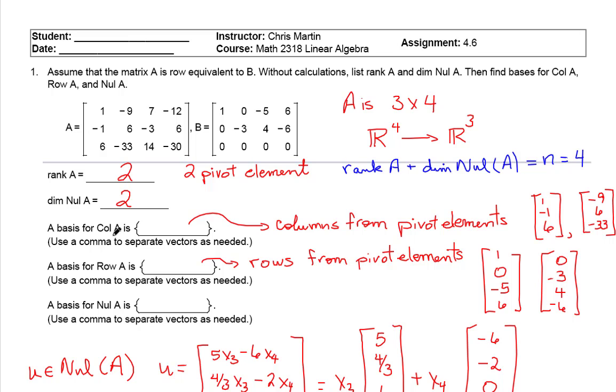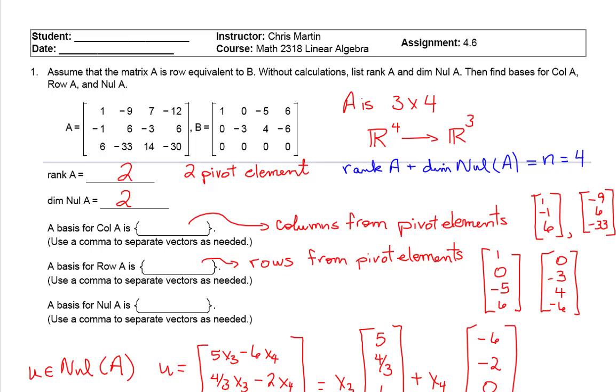What about a basis for the column space? Well, since there are 2 pivot elements and they are in column 1 and 2, then the basis is just what's in the original matrix A, column 1 and column 2. What about a basis for the row space? Well, similarly, I come to matrix B and I get the 2 rows that had the pivot elements in it.